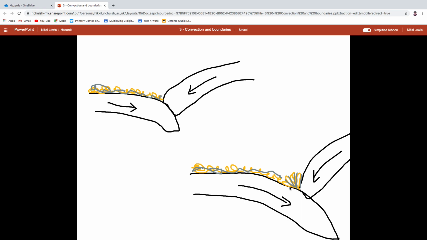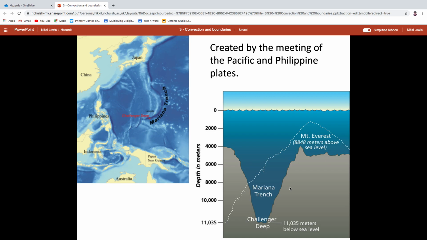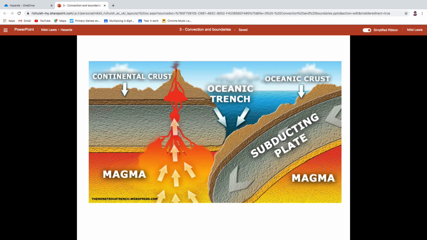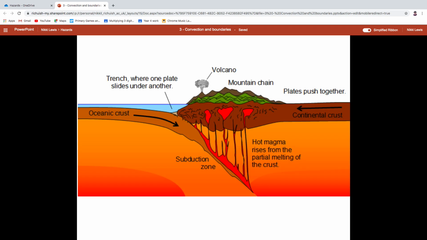Does it fill the trench? It would never fill the Mariana Trench, that would be nigh on impossible, but certainly it can significantly reduce the depth of the trench. Depends how long it's been happening, depends how much accretion has been happening.